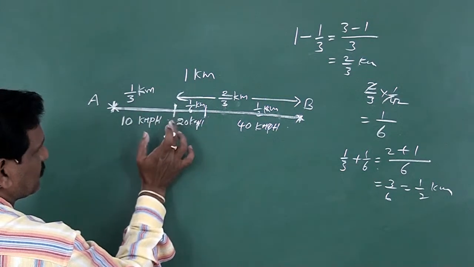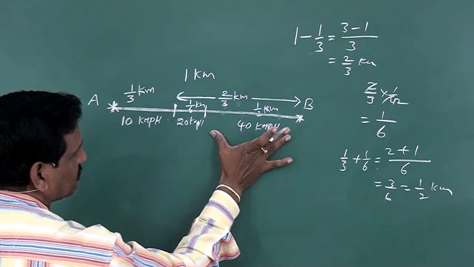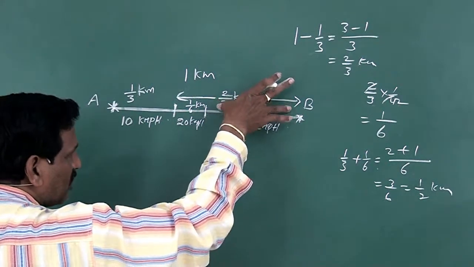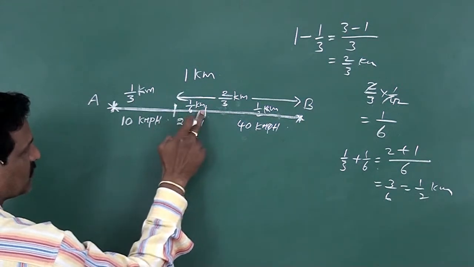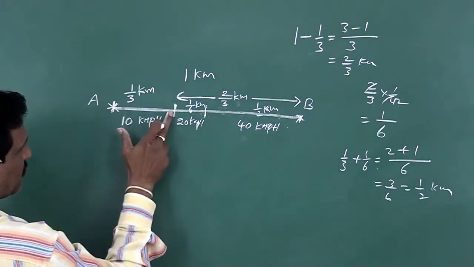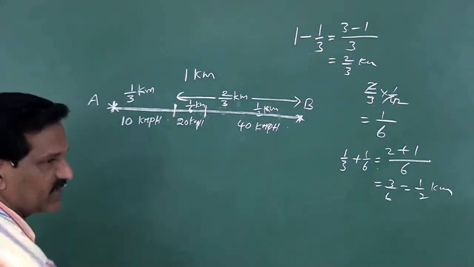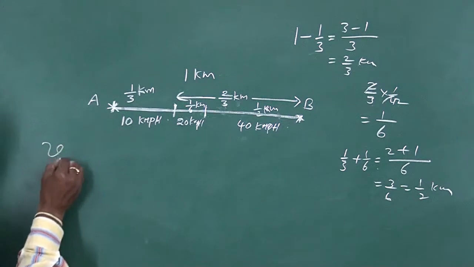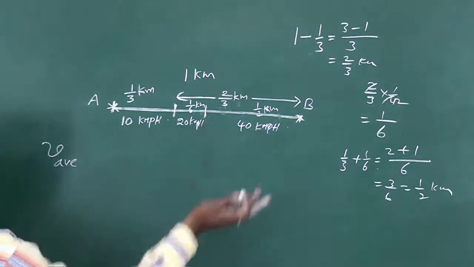1/3 plus 1/6 becomes 1/2. So this is half kilometer. Hence the remaining distance is half kilometer. Now this half kilometer is travelled with a speed of 40 kmph. This 1/6 kilometer is travelled with a speed of 20 kmph, and this 1/3 kilometer is travelled with a speed of 10 kmph. So with different speeds, we get average speed. Average speed comes into picture when there is non-uniform motion, non-uniform speeds.